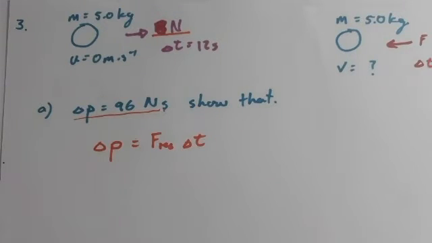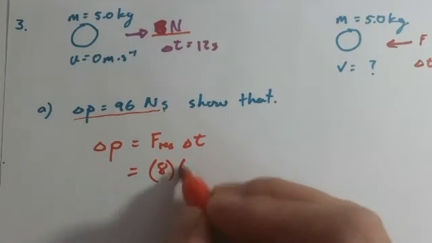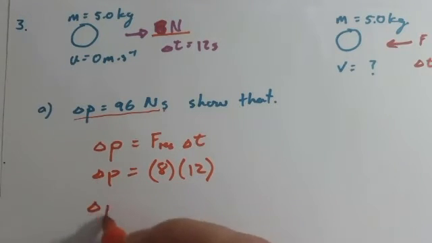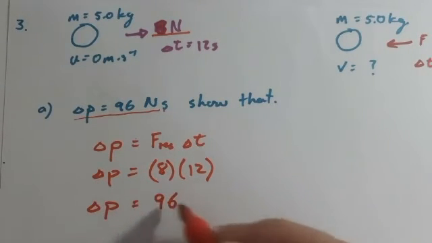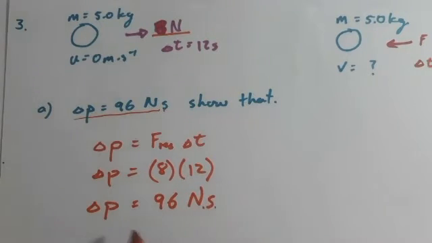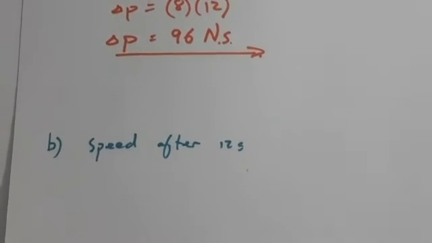So if there are more forces, you need to take those into account. But if we have 8 times the time, 12 seconds, then we get the change in momentum as 96 Newton second, right? So that's easy enough. Calculate the speed of the object after 12 seconds. Okay, so let's do that.